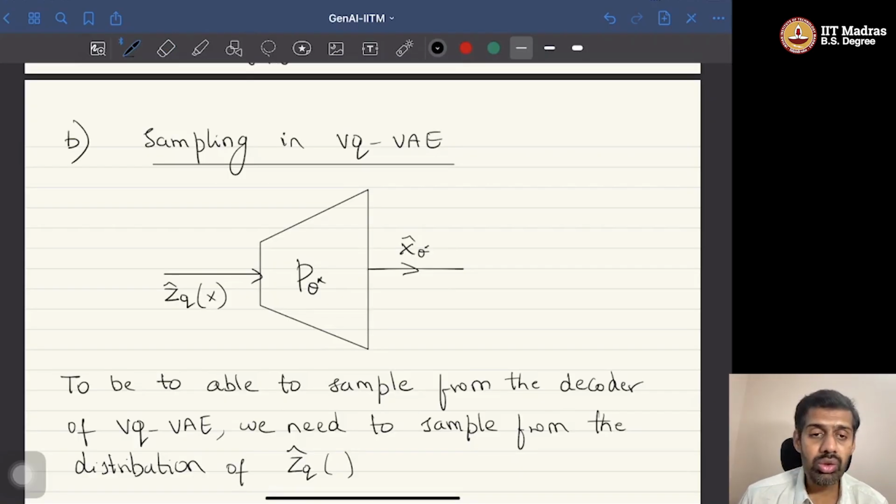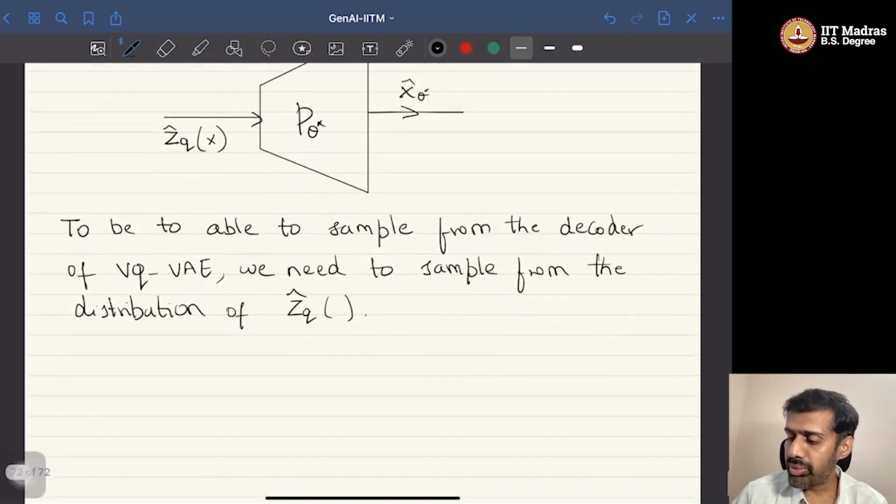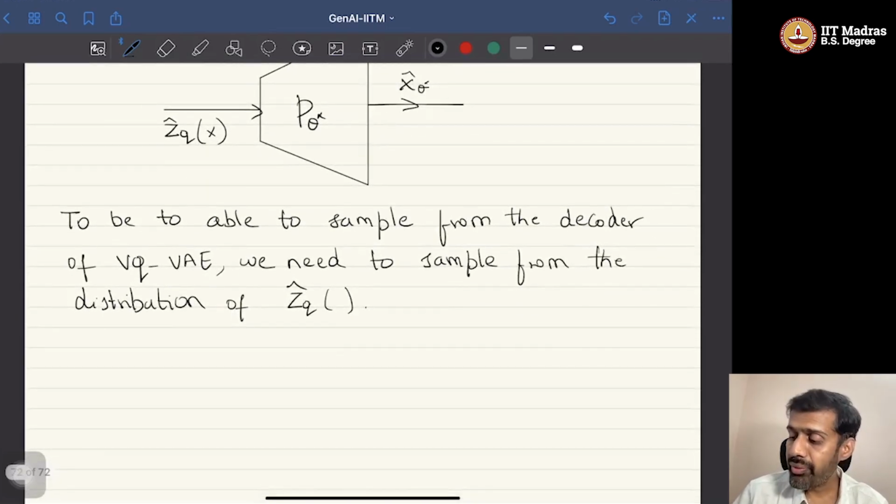But now we don't know what the distribution of z_q is, unlike in the case of a VAE, where the distribution of the latent space was known and was made to be equal to normal(0,1) by the KL term. Here we don't know that. So now how do we solve this problem? Typically, what is done is the following.